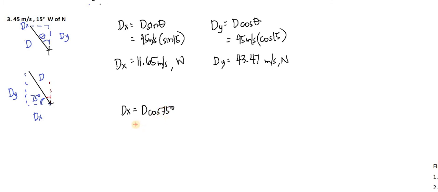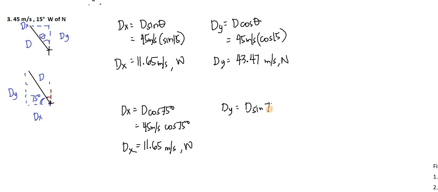Again, si 75 degrees na. So, that will be 45 meter per second multiplied by cosine 75 degrees. Compute natin 45 cosine 75. That is still 11.65 meter per second towards west. Di naman nagbago yung direction niya. Okay? D sub X. For our D sub Y, you can have here the D sine of 75.